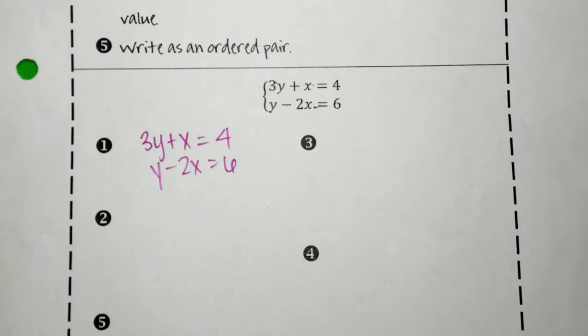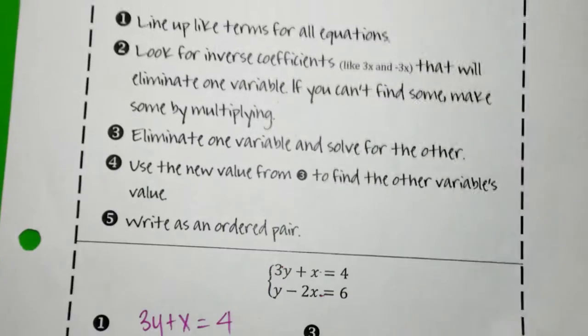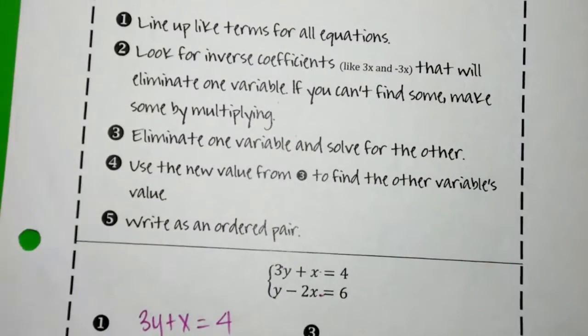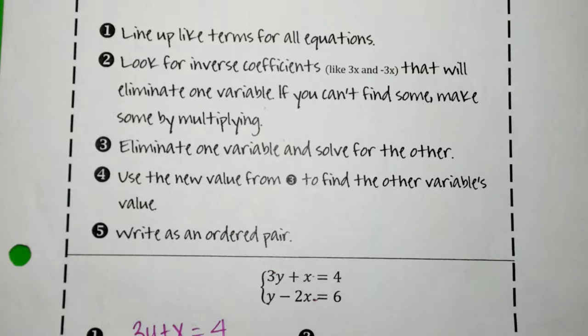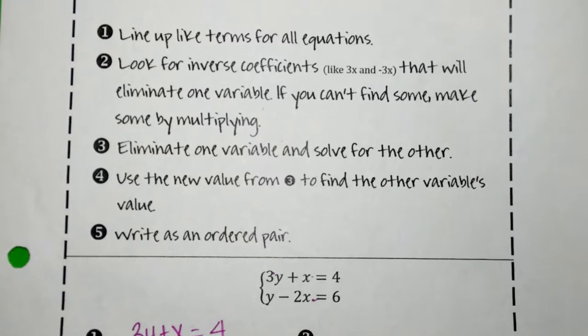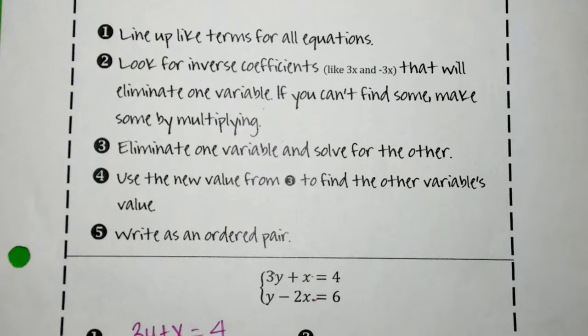Alright, so now, if we added straight down, would we eliminate anything? You eliminate x. Okay, is x plus negative 2x going to eliminate that x? No. So step 2, after we line up our coefficients, all I did was rewrite the system.